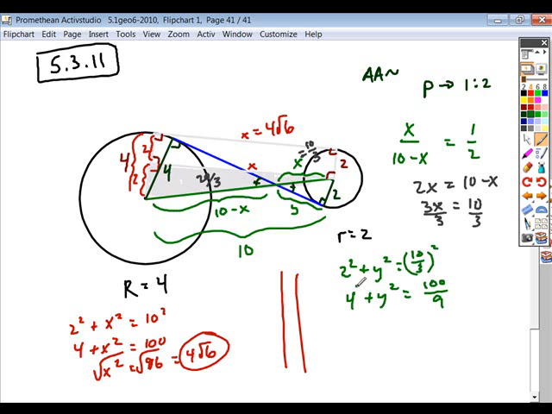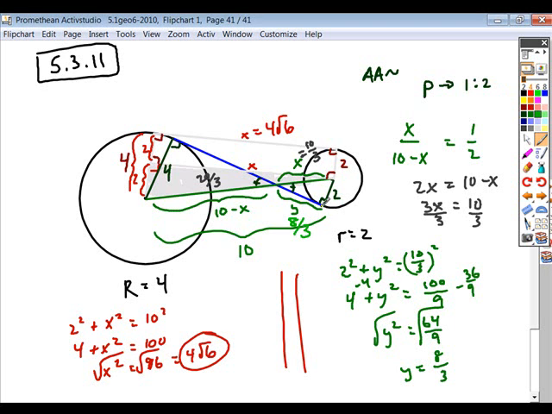If I subtract 4 from both sides, subtracting 4 is equivalent to subtracting how many ninths? 4 is 36 ninths. So when I look at this, 100 minus 36 gives me what? I get 64 ninths. Extract the square root. Again, we only need to deal with the positive root. Square root of 64 is 8. Square root of 9 is 3. So I get a final length here of 8 thirds.